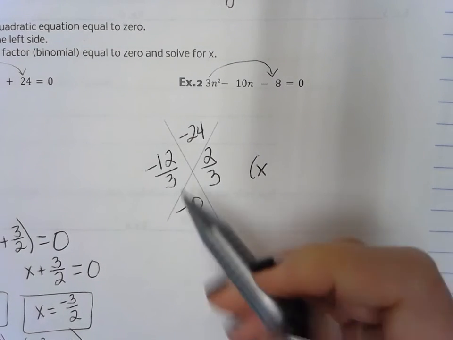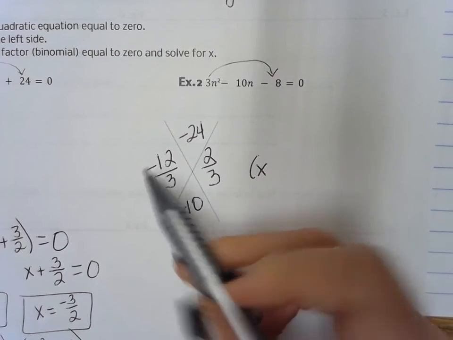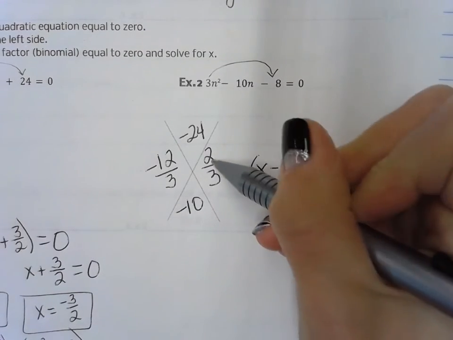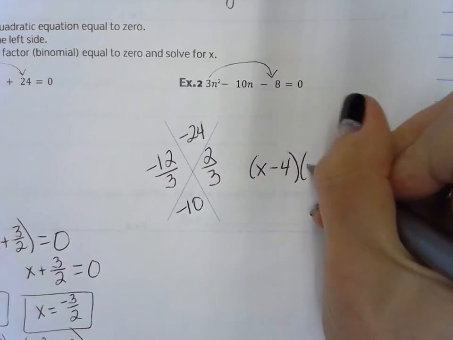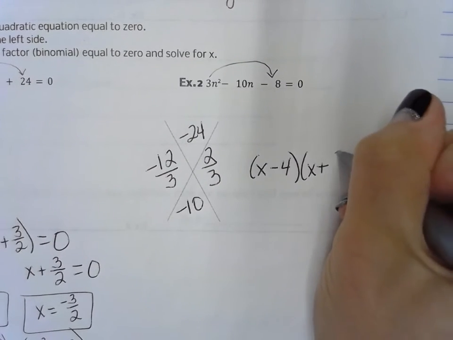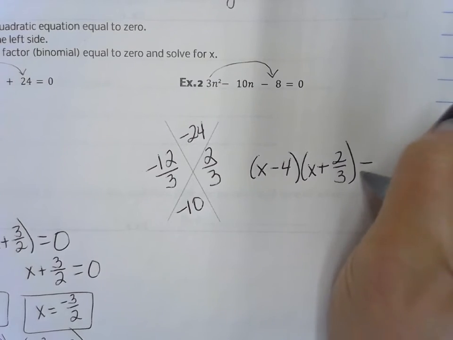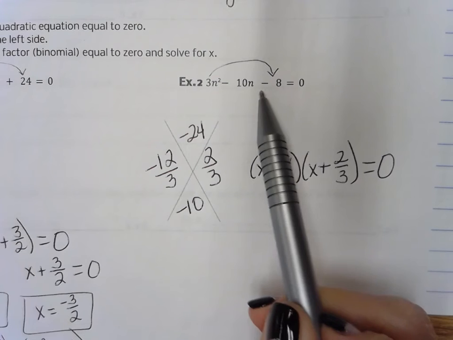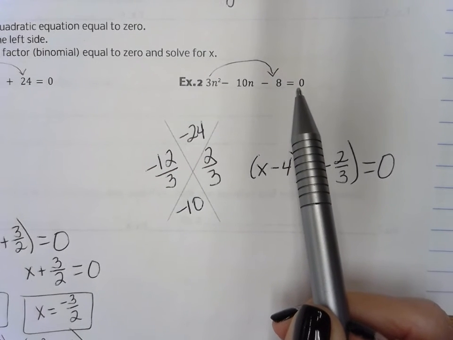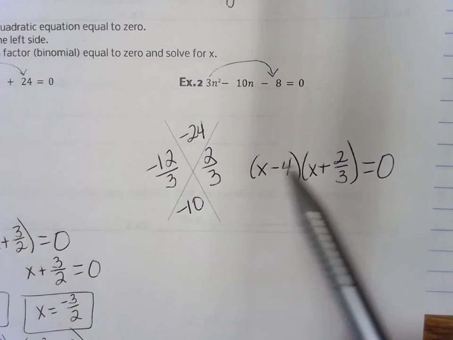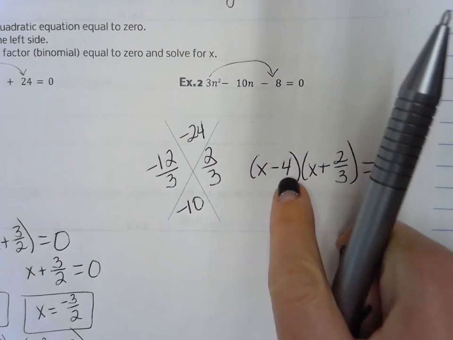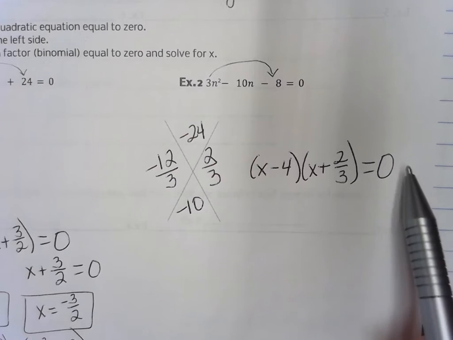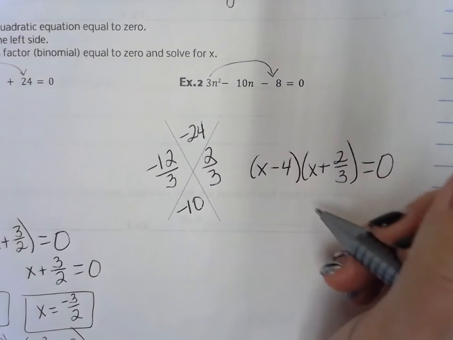12 over 3 reduces to 4, and the sign comes with it. So I have x minus 4. 2 over 3 does not reduce, and it's positive, so I have x plus 2/3. So we have factored this left-hand side in order to get equal to 0. And now I have two values, x minus 4 times x plus 2/3 equal to 0.